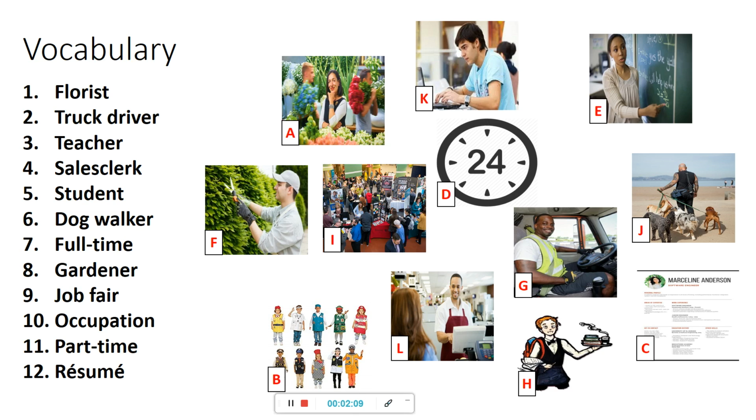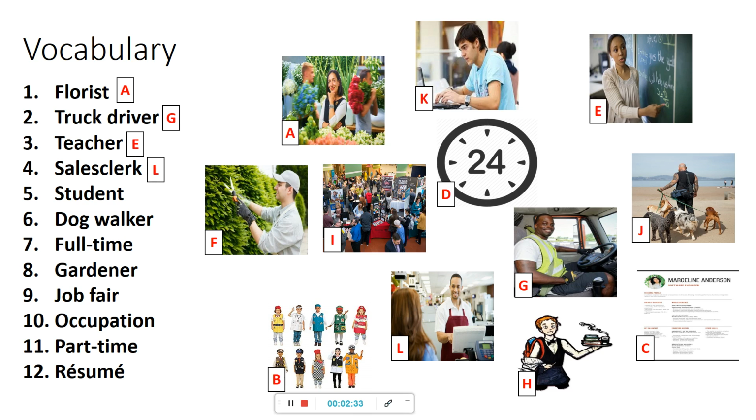Okay, if you pause the video, then we can start. Let's take a look at the first one. Florist, of course, goes with letter A. Then we have number 2, truck driver. That goes with letter J. Next we have number 3, teacher. Letter E, teacher. Next we have number 4, the sales clerk. That goes with letter L.